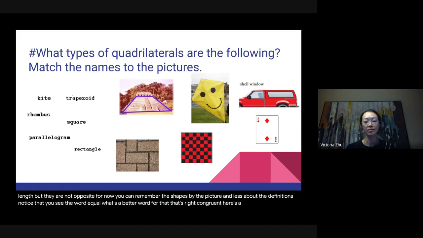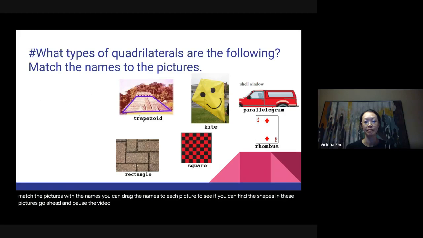Here's an exercise for you. Try to match the pictures with the names. You can drag the names to each picture to see if you can find the shapes in these pictures. Go ahead and pause the video. So hopefully you were able to find your shapes this way.